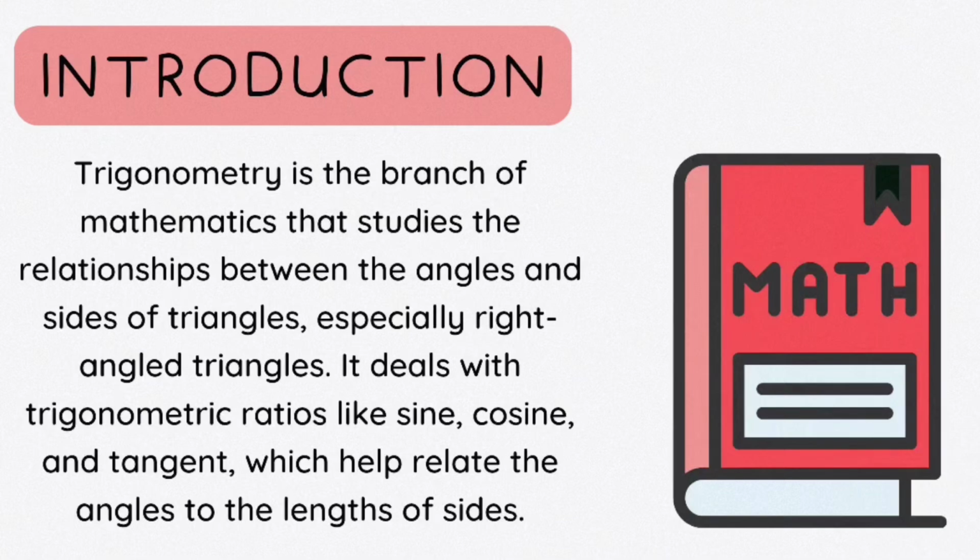Trigonometry is the part of mathematics that studies the relationship between the angles and sides of triangles. It's especially useful for right-angle triangles. The main idea is that we can use certain ratios, sine, cosine, and tangent, to connect the size of an angle with the lengths of the sides. This makes it possible to solve problems without measuring everything directly.